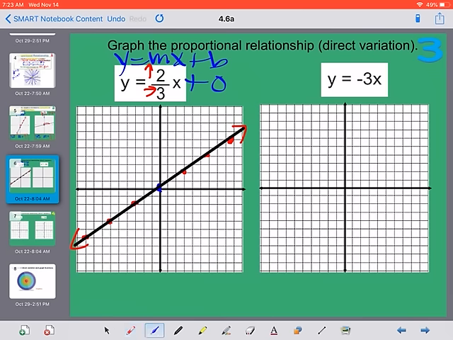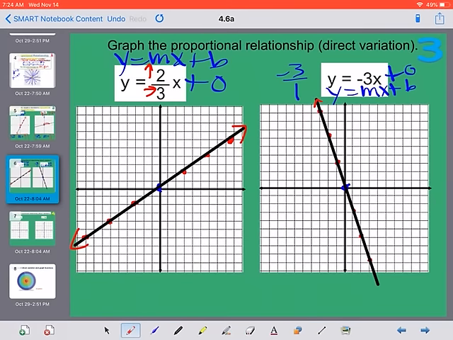Alright, next one. Again, it's in the form y equals mx plus b. So we know b is really 0, there's nothing there. And our slope m is -3, but as a fraction, rise over run, -3 over 1. So -3 means I'm going down 3, and then 1 to the right. Down 3, 1 to the right. Or the opposite of down and right would be up 3, 1 to the left. Up 3, 1 to the left. And then draw our line through.